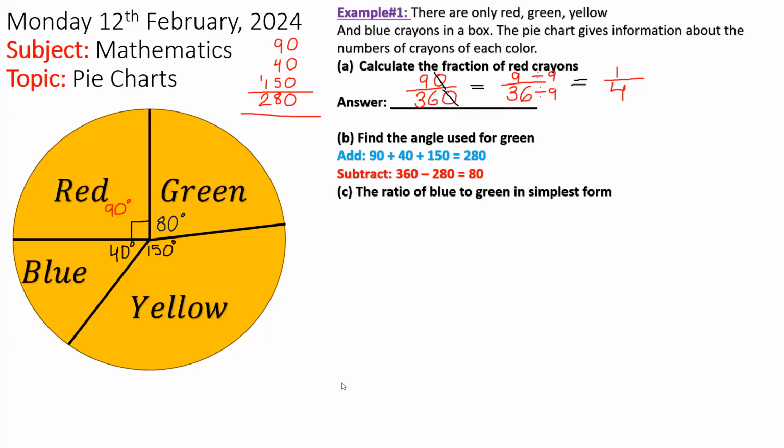They say the ratio of blue to green in simplest form. So that means which comes first? Blue must come first, right? So we want a ratio of blue to green, the ratio of blue to green in simplest form.